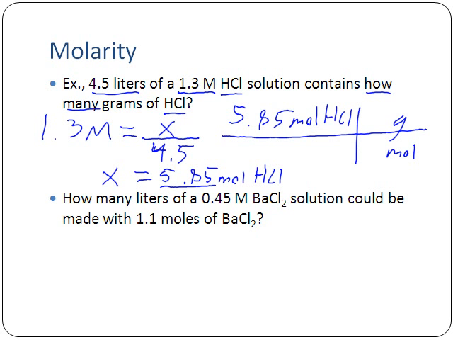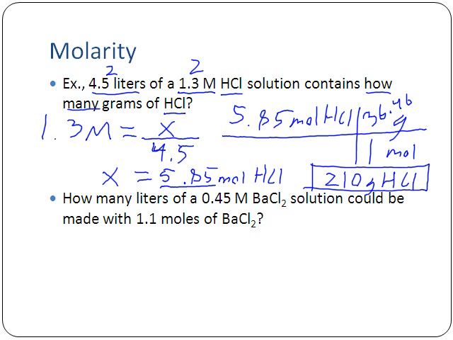You're going to need the periodic table for this, because anytime we convert from moles to grams, we use the periodic table. For hydrochloric acid, hydrogen has a mass of 1.01 and chlorine has a mass of 35.45. So we end up with 36.46 grams in 1 mole. And so moles HCl cancel and we go to grams. We simply take our 5.85 times 36.46, and in doing that I get 213.291. Since things have two significant figures on both sides, we end up with 210 grams of HCl, hydrochloric acid, as our final answer. So if I have 4.5 liters of 1.3 molar solution, I have inside of that 210 grams of hydrochloric acid.